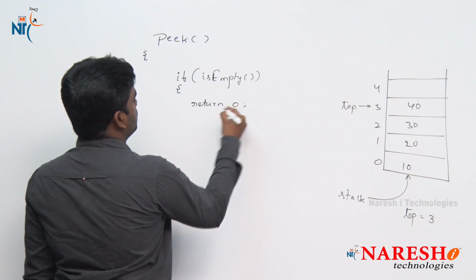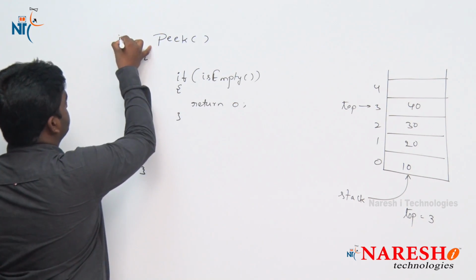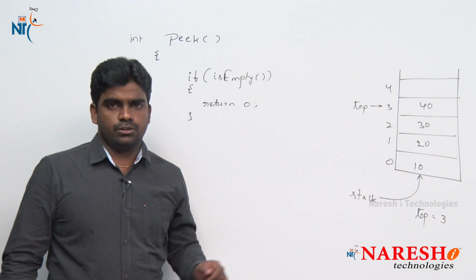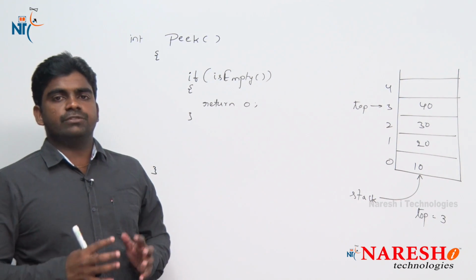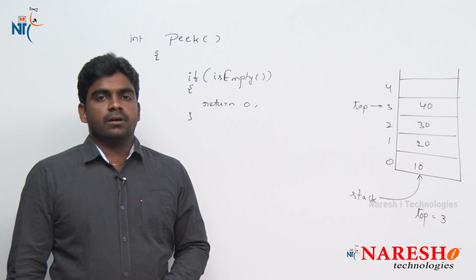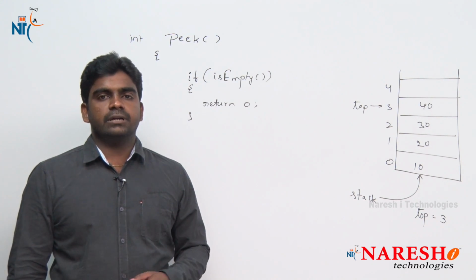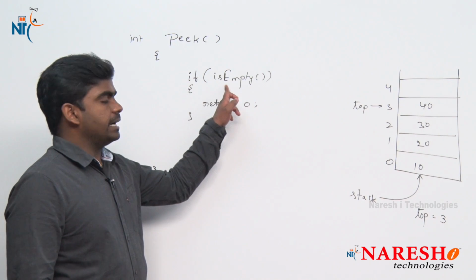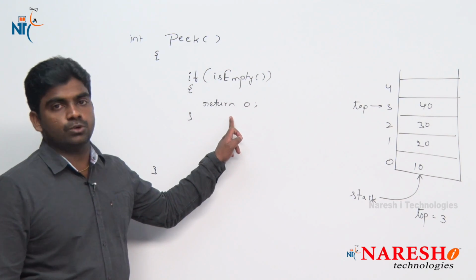It will return 0. Return type is an integer. Is empty means what? Same function we just discussed, right? If there are no elements in the stack, it will return 1. If elements are already there, it will return 0. If the stack is empty, it will be 1. If the condition is false, it will return 0.